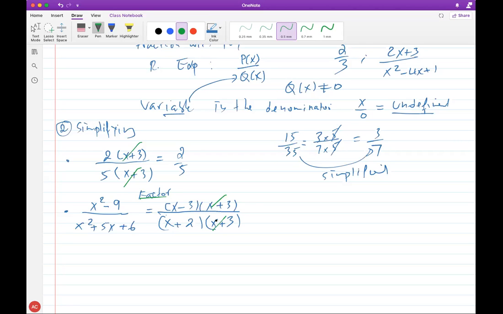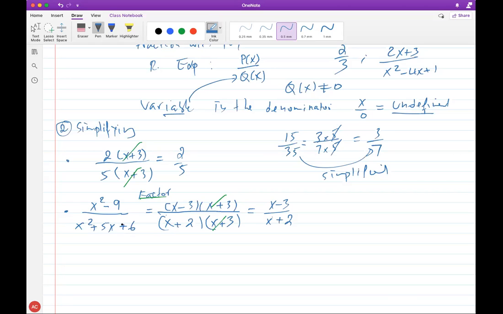This and this cannot be canceled. Instead, we cancel these two. And what's left is x minus 3 over x plus 2. That's right. That's our answer here. Can we cancel x and x? No, because we have addition and subtraction here, as I explained earlier. It has to be multiplications before you can cancel. It has to be factors, meaning it has to be a product between the two.